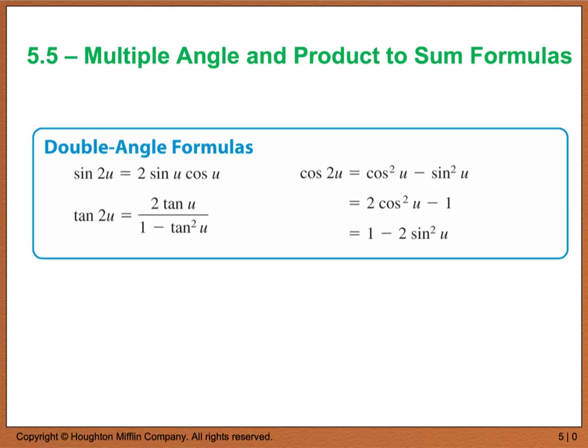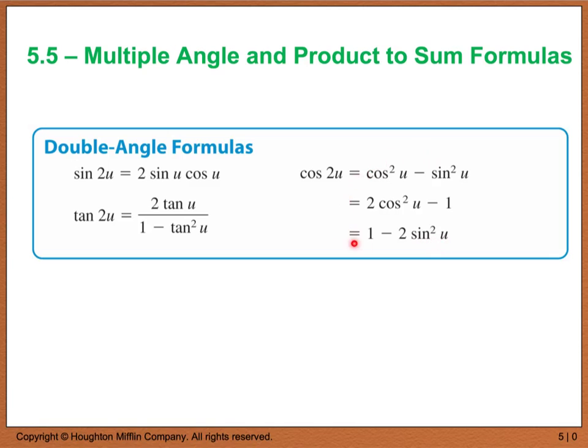So, when we look at our double angle formulas here, if I have the sine of 2u, then I can rewrite that as 2 times the sine of u cosine of u. If I have the tangent of 2u, I can rewrite that as 2 times the tangent of u divided by 1 minus tan squared of u. And if I have cosine of 2u, I can rewrite that as cosine squared u minus sine squared u, or 2 cosine squared u minus 1, or 1 minus 2 sine squared u.